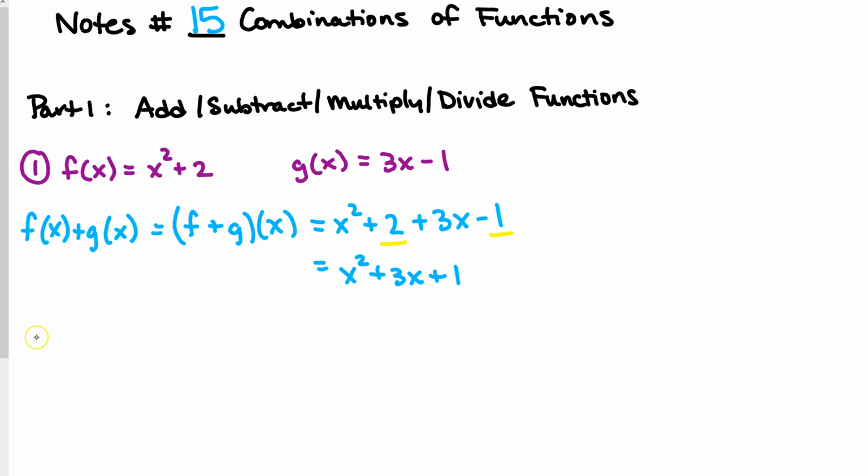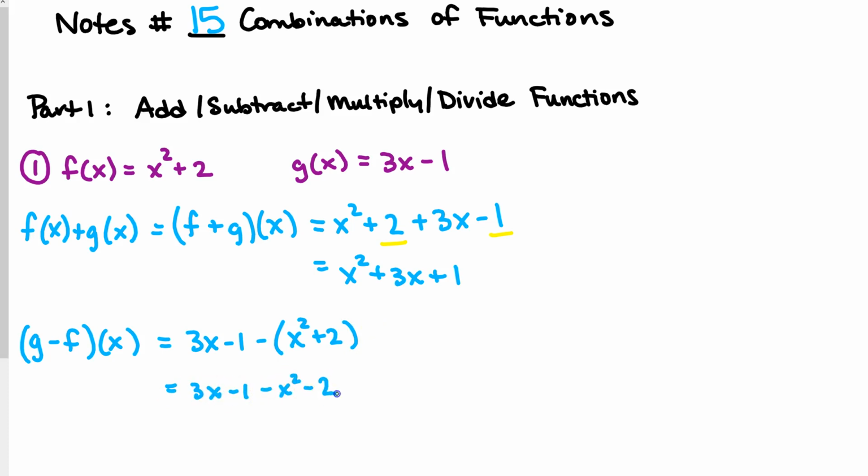The same thing would apply if we're subtracting. It might be f minus g, or it might be g minus f. Let's say we're doing g minus f. So you just have to pay attention to the order. So g is 3x minus 1, and then we're subtracting. Make sure you put parentheses around what you're subtracting so you don't forget to distribute the negative sign. And so then we have 3x minus 1 minus x squared minus 2. And then we'll combine the like terms.